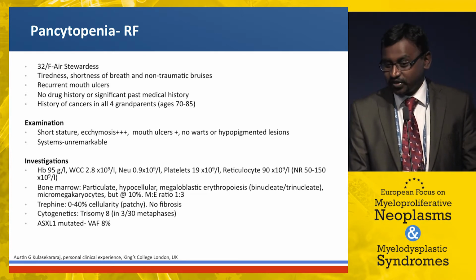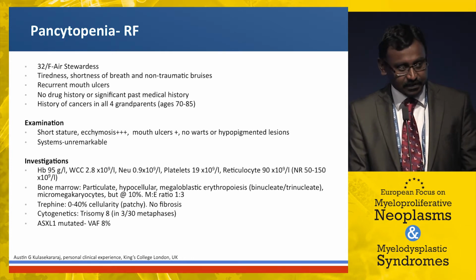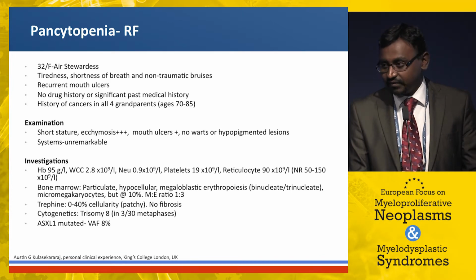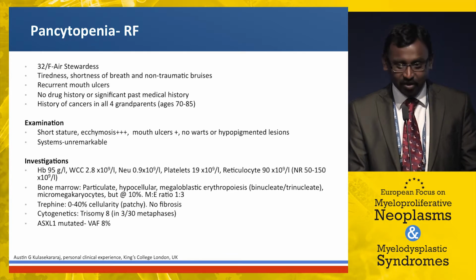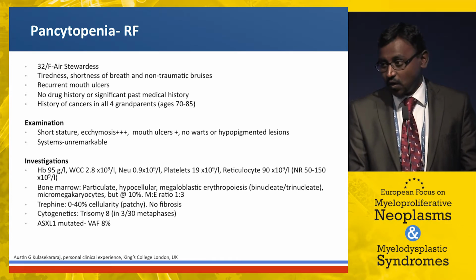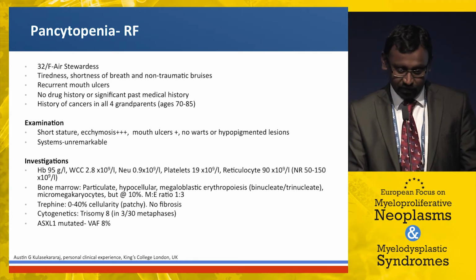She does have non-traumatic bruises as well, and she gets recurrent mouth ulcers, which has been going on for 6 months. There is no drug history or significant past medical history. Notably, all her 4 grandparents have got malignancies around the age of 60s to 70s. So that's to park on one side. When examining her, she's short-statured. She's about 5'5". Apologies for people who are short. She's ecchymotic, and she does have mouth ulcers. There are no warts or hypopigmented lesions, and system examination was quite unremarkable.